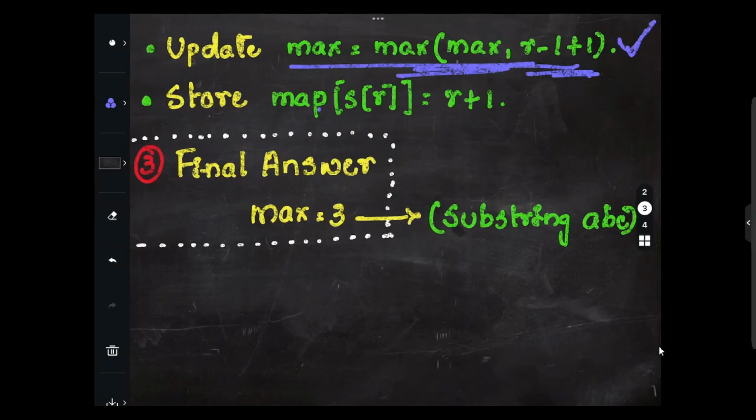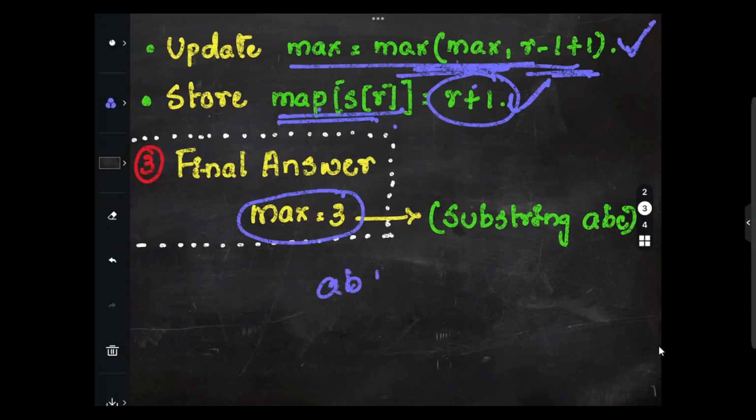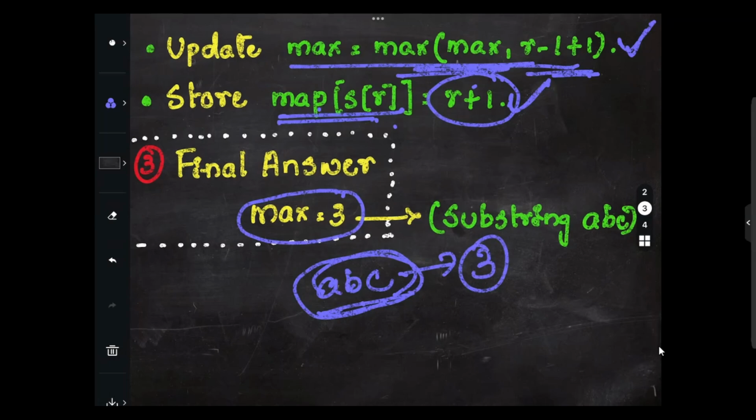The final step within step 2 is that we will store map of s of r, the string at right pointer r, equal to r plus 1. We are assigning this to r plus 1. After doing these steps, the final answer is max equals 3, for the string abc. For the first example, the length of this will be 3.